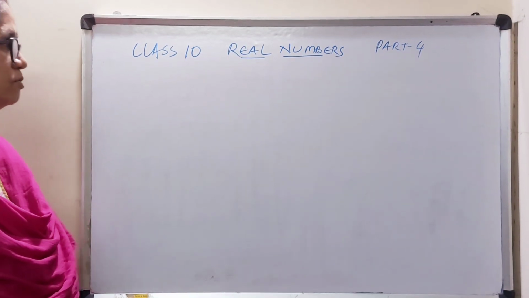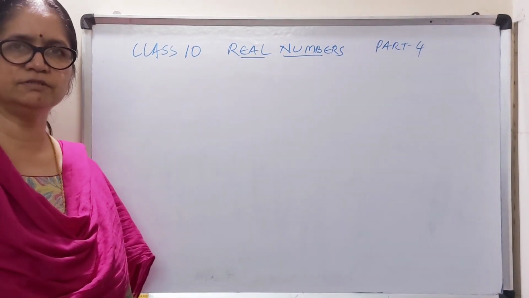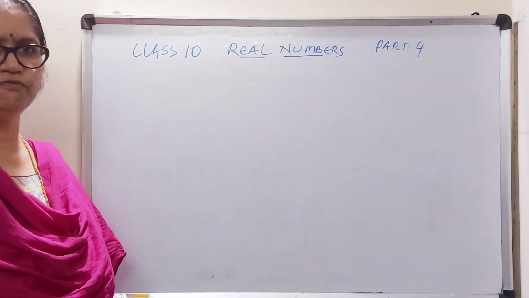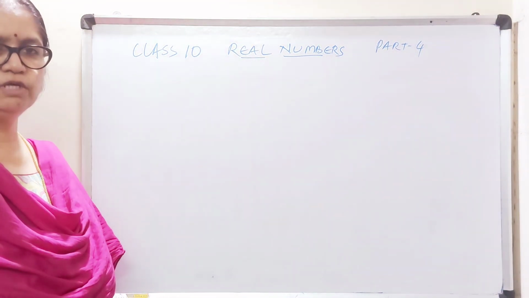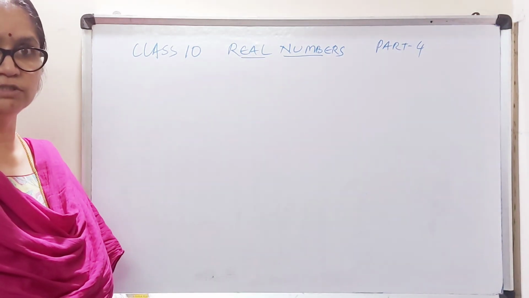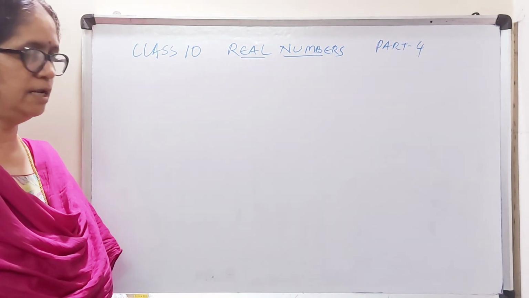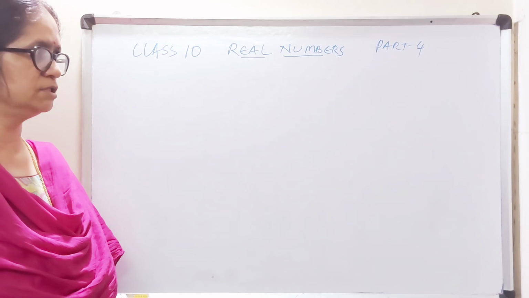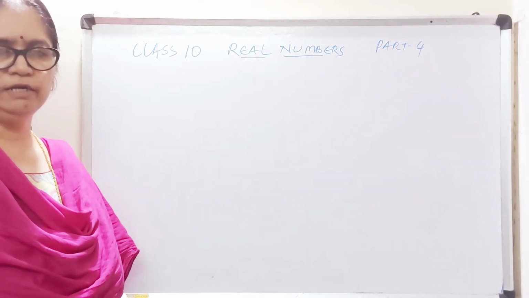This is the fourth session of real numbers. Here we are going to learn the last topic of the lesson. Till now we have done Euclid's division lemma, Euclid's division algorithm, fundamental theorem of arithmetic, and also some irrational numbers. Revisiting irrational numbers, and now this is revisiting rational numbers.